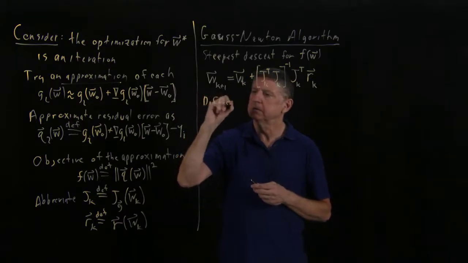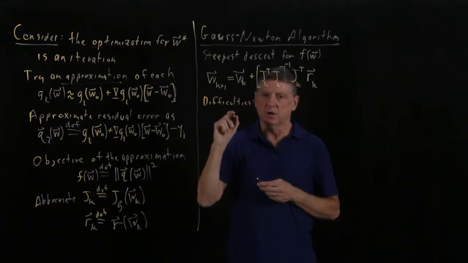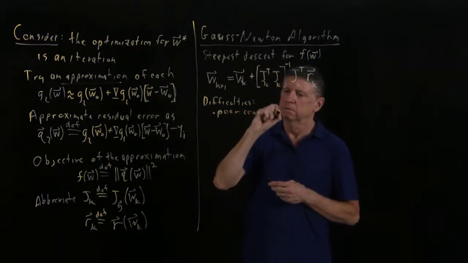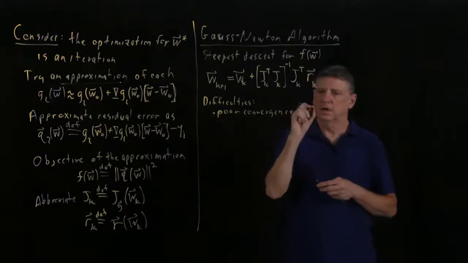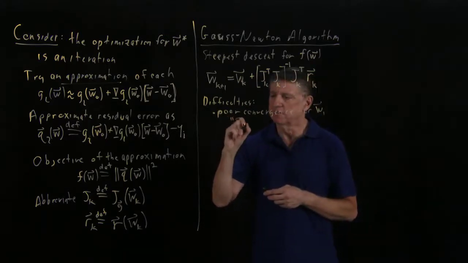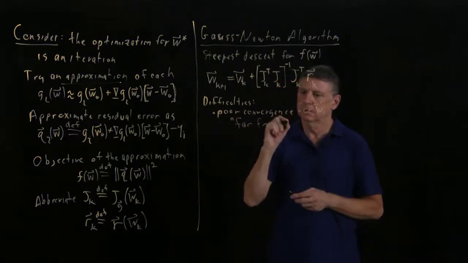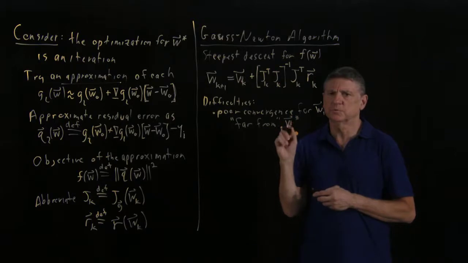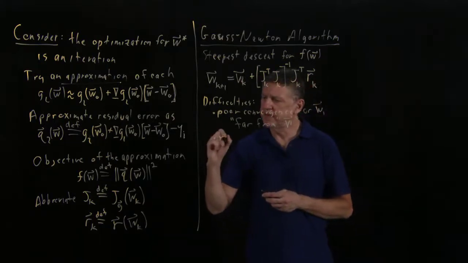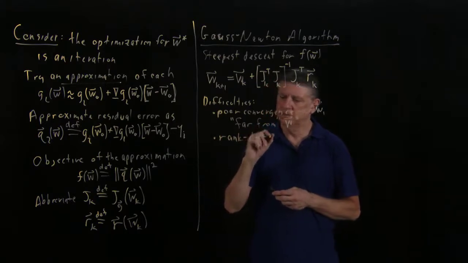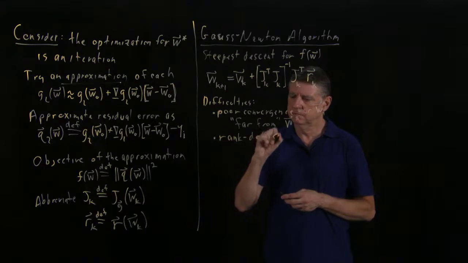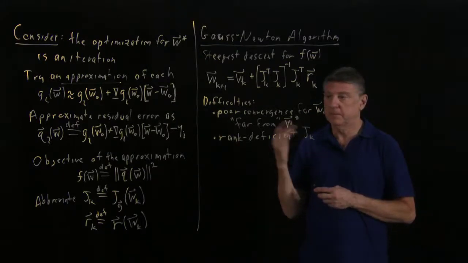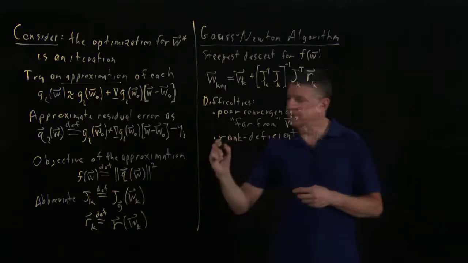So there are shortcomings to this, let's call them difficulties or challenges. Difficulties are poor convergence for W1, let's call it, far from the actual minimizer. And we saw previously what can happen if we're a little too far away. And as we just observed, we can have a rank deficient Jacobian. So at iteration k, this Jacobian might be rank deficient.